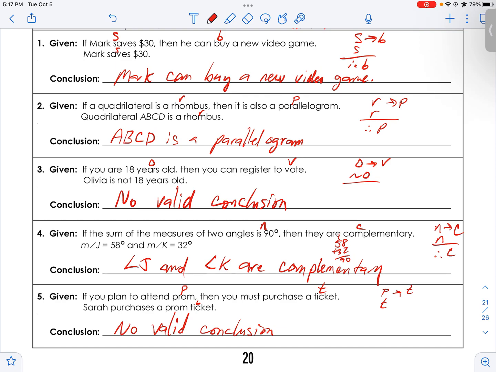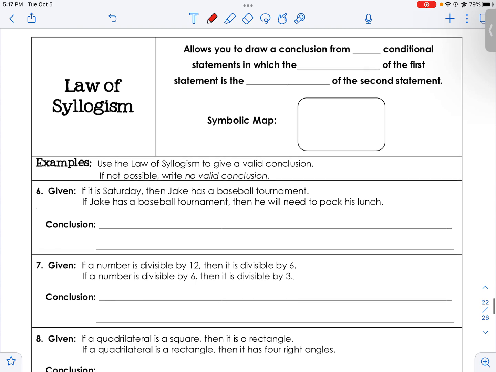That is the law of detachment. If you have a detached piece, if you get the start, you get to follow the arrow. If you don't, you don't know.